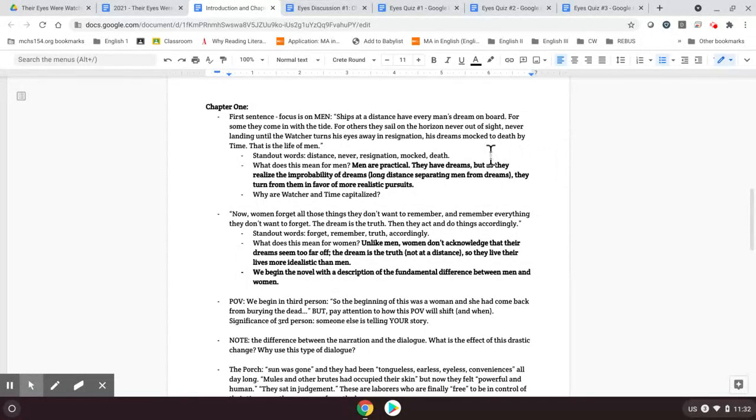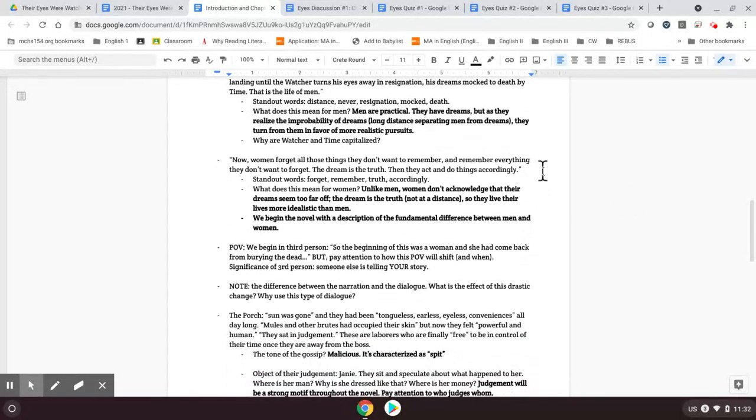So, in looking at that first sentence, things that are standing out, because this is establishing our focus for the book: distance, never, resignation, mocked, death. What do these standout words, this analysis of diction, tell us? Well, men are practical. They have dreams, and as they realize that these dreams might not come true, it's a long shot, they turn away from them and go on with more realistic pursuits. All right, things that I would consider: why are watcher and time capitalized? Well, it's not always that we're talking about God here, right? But the fact that it's in our title, maybe that ambiguity of the watcher lets you know something.